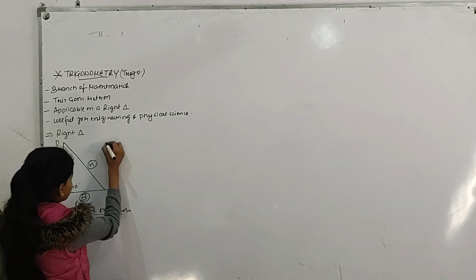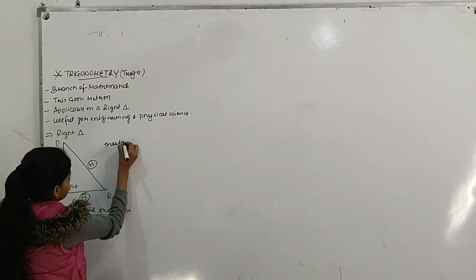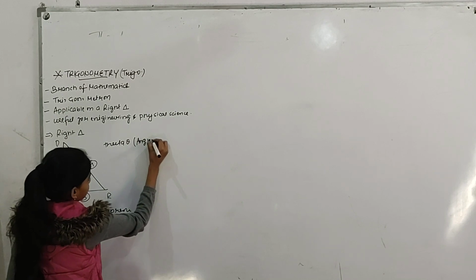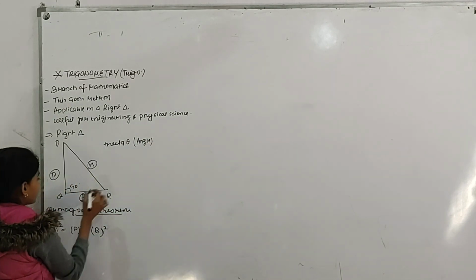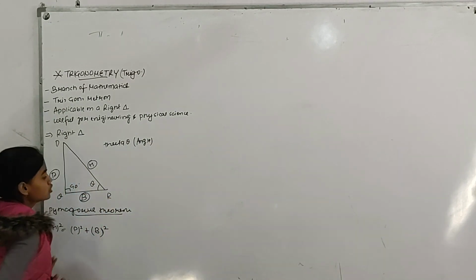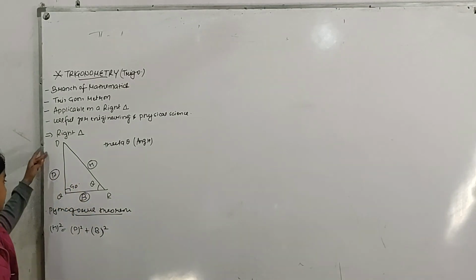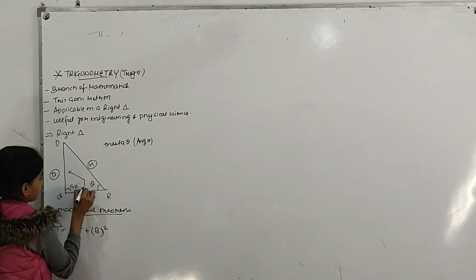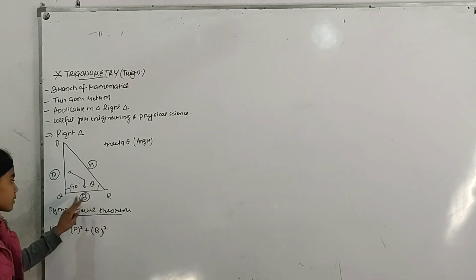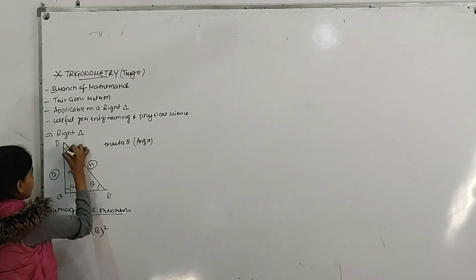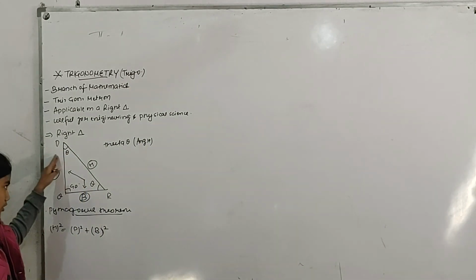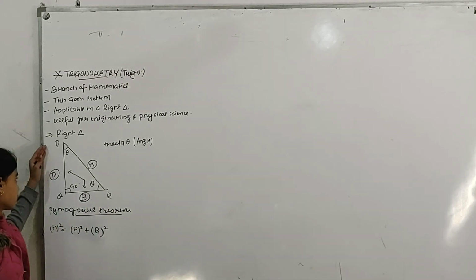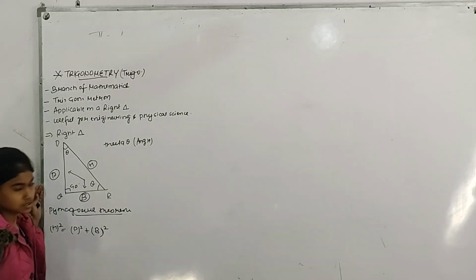Now next we have another term which is theta. Theta is nothing but an angle. Now if I say that theta is at angle R, then the opposite side of theta, which is PQ, will become our perpendicular, and the side with theta, which is QR, is our base. And if I say that theta is at angle Q, then the opposite side of theta, which is now QR, will become the perpendicular, and the side with theta, which is now PQ, is our base.